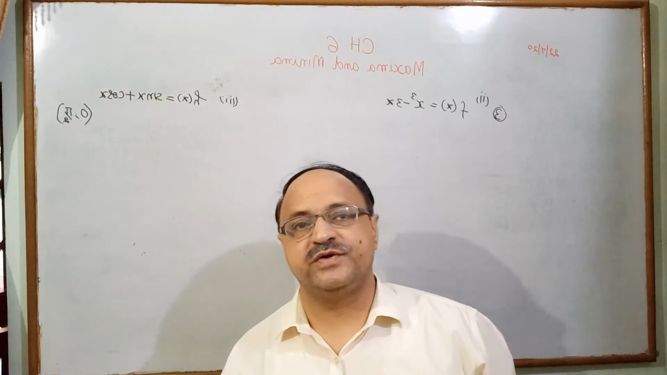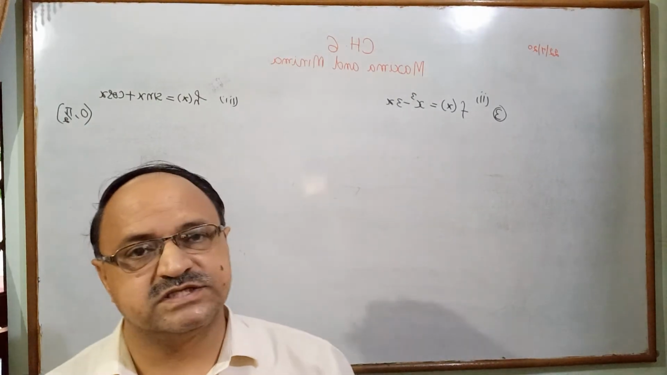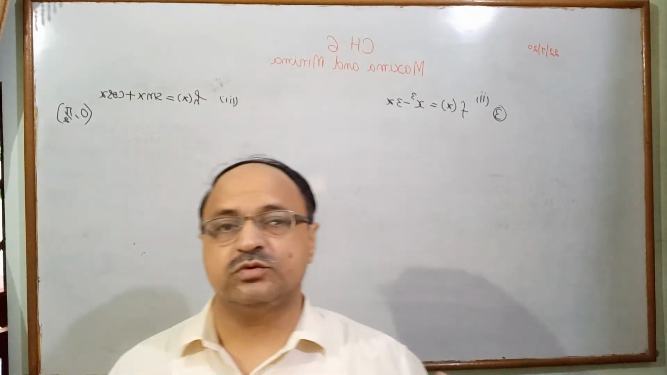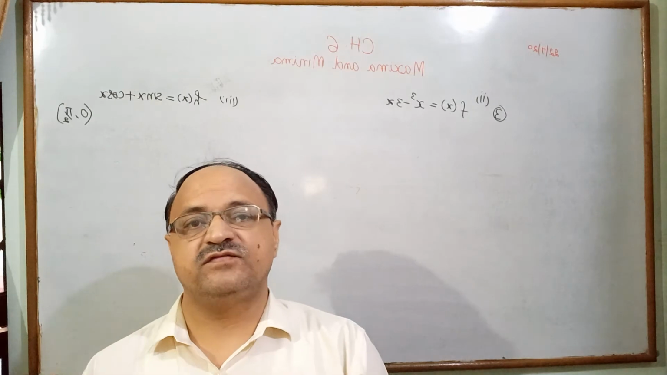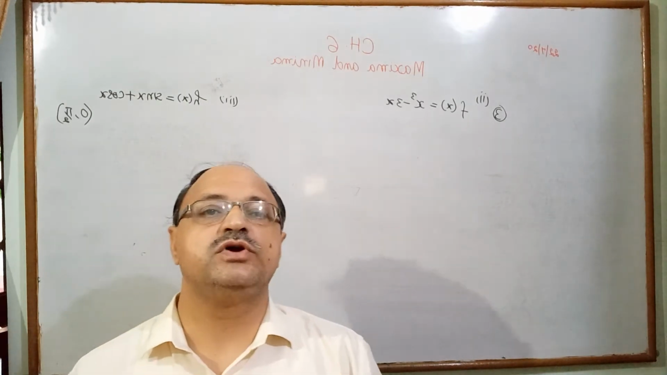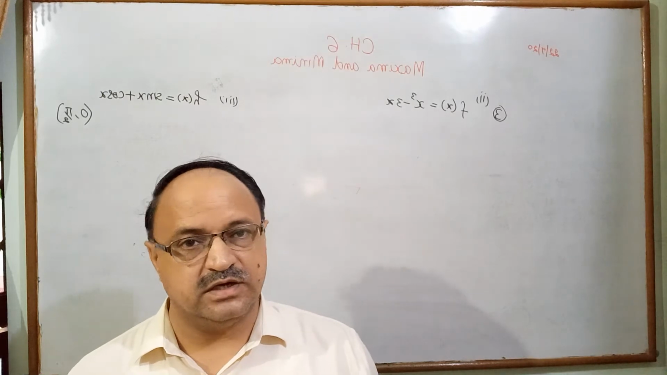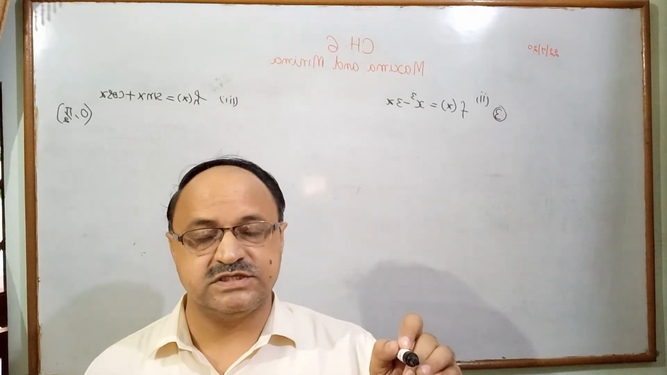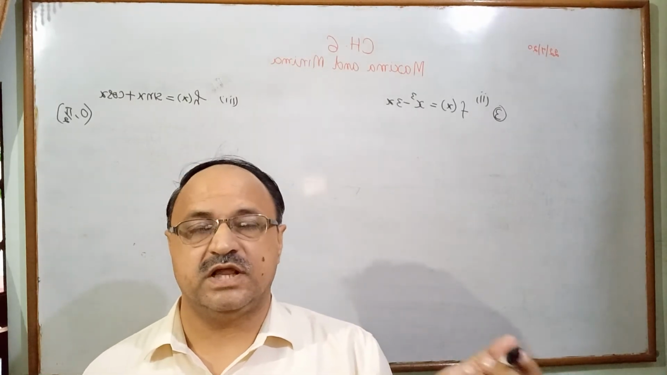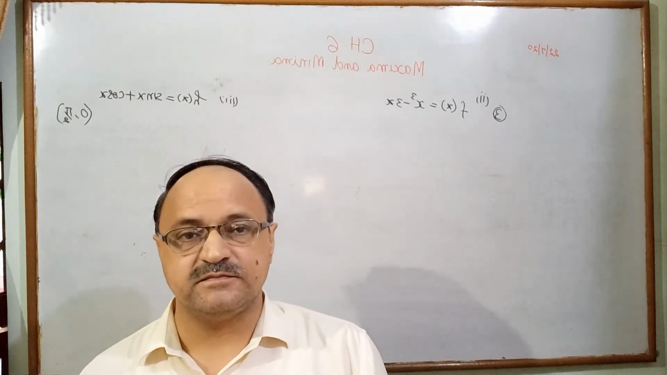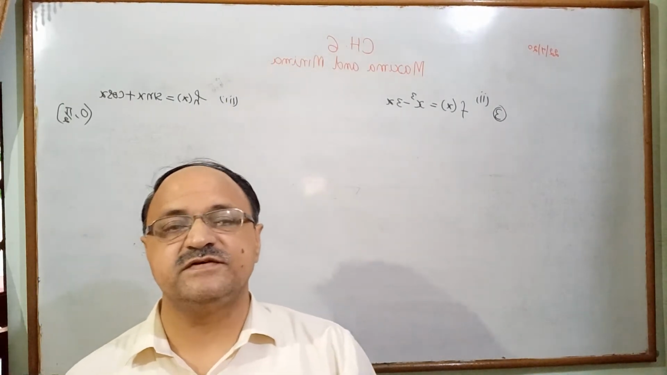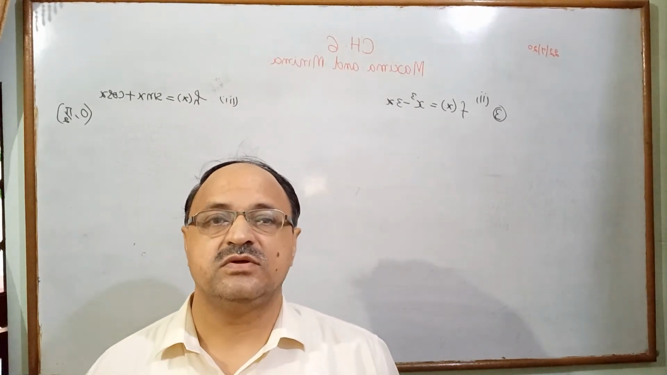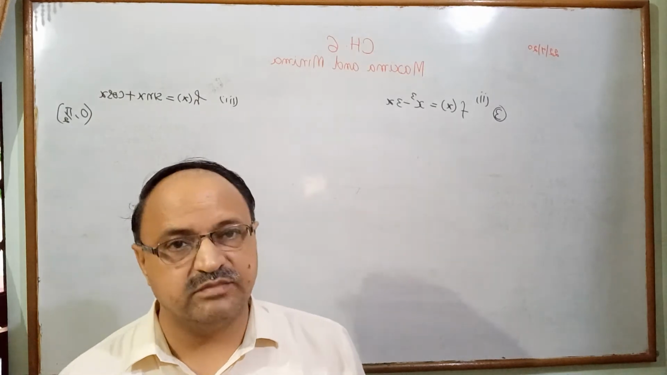If an open interval is given in the question, or no interval is given, then we find local maximum and local minimum values. If a closed interval is given in the question, then we find absolute maximum or absolute minimum values. Clear? Difference clear? Again, I repeat: if an open interval is given or no interval is given, then we find local maximum or local minimum values. If a closed interval is given, then we find absolute maximum or absolute minimum values.